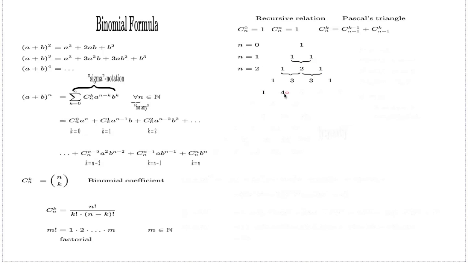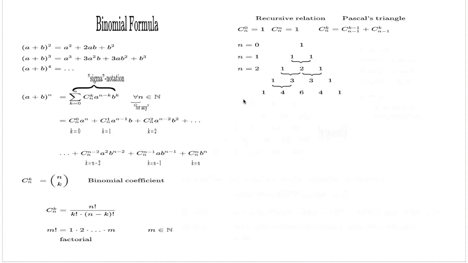Let's just go a little bit longer. So again, you see, I just put the identities on the sides, and then every middle one is just the sum of the two numbers above it. So for instance, 4 is the sum of 1 and 3. 6 is the sum of 3 and 3. 4 is the sum of this one and this one.